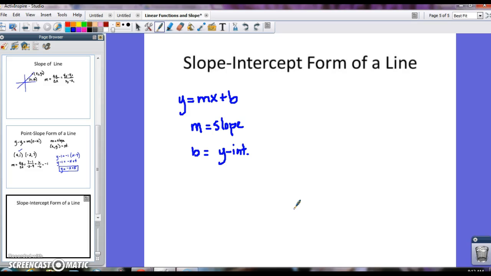But this is just a quick introduction, a really short video with review of lines and slope and different equations of lines.